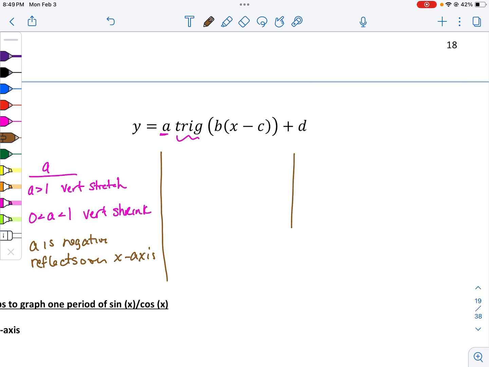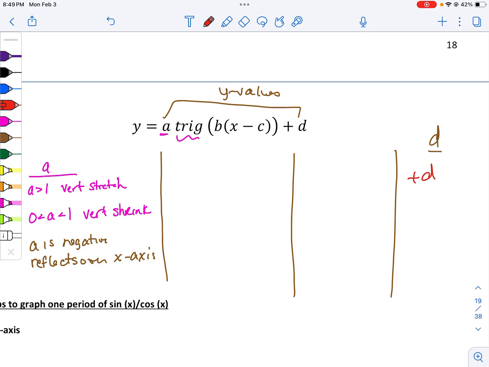All right, I'm going to leave some room here for B and leave some room for C. I'm going to go to D because remember, anything on the outside is my Y values. So those are my other vertical movements. And we know that plus D shifts up D units and minus D shifts the graph down. So that's my vertical shift. All right, anything that touches X does the opposite.